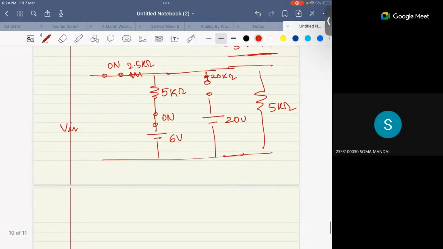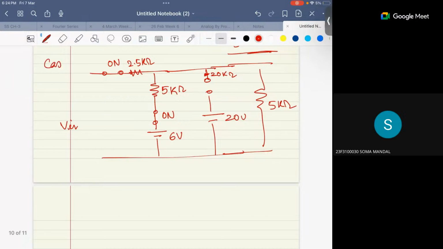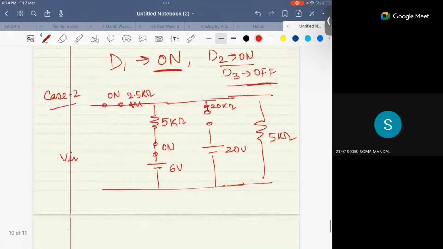Okay, so now this is case 2. Case 1 we have seen. Now case 2. So now again this is on, right? So that means there will be current now, ID1, and this will come. The assumption that we have made is now this is on, because we have seen that till 3 volt it was off. Now it has been on. And this is also on, so there will be current here also, ID2.